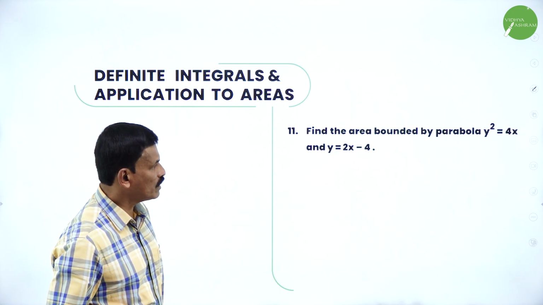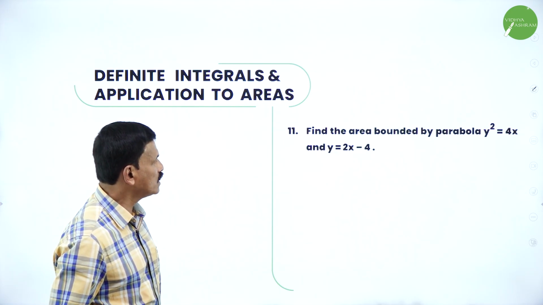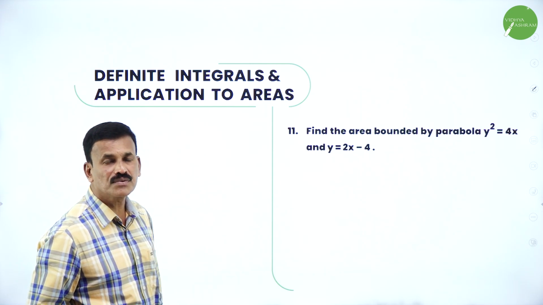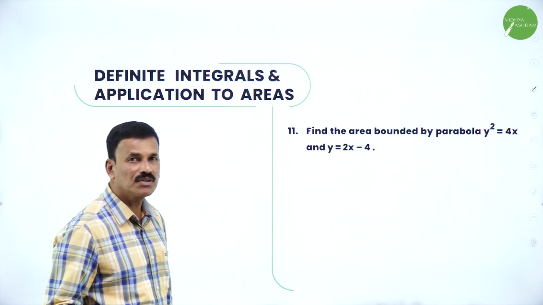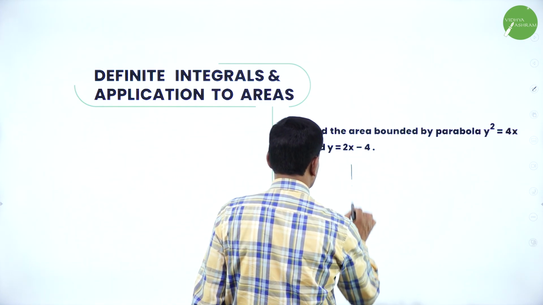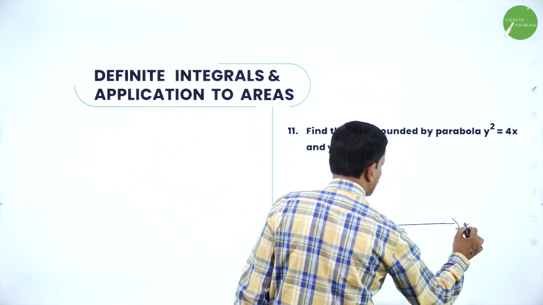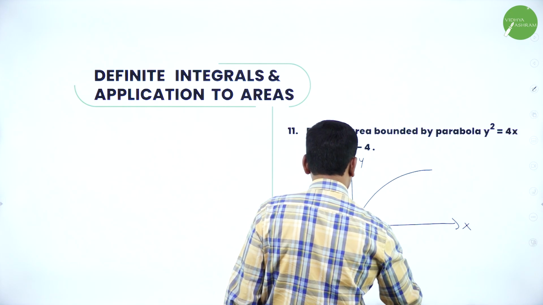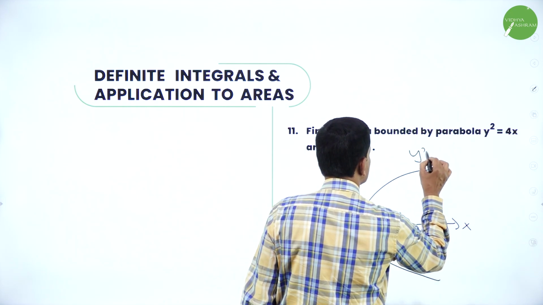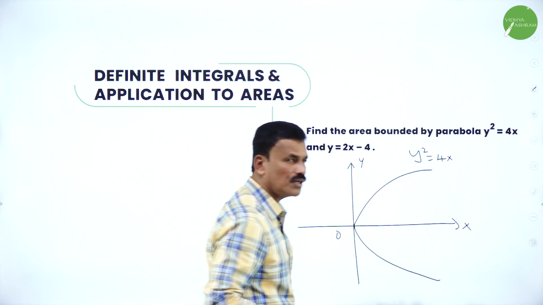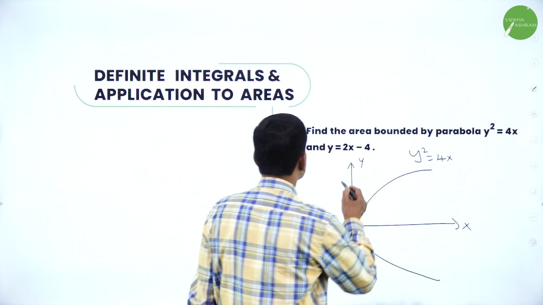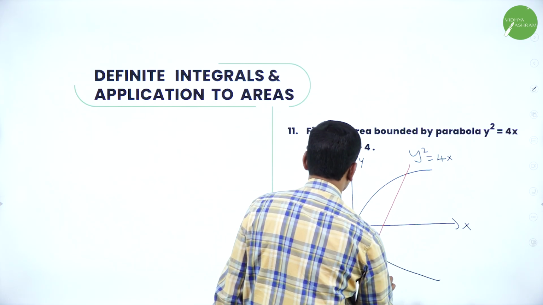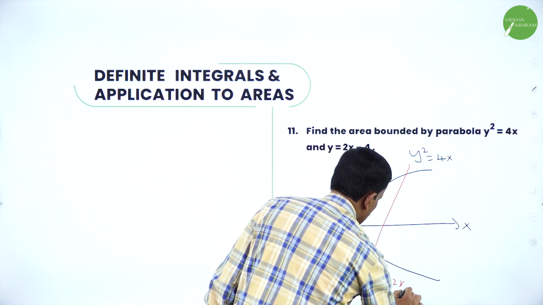Find the area bounded by the parabola y square is equal to 4x and the line y is equal to 2x minus 4. Y is equal to 2x minus 4 is of the form y is equal to mx plus c. It's an equation of a straight line. Y square is equal to 4x means a parabola which is opening right side. So this is y axis, x axis, origin. This is the parabola, that is y square is equal to 4x. So y is equal to 2x minus 4 is an equation of a straight line. So this is y is equal to 2x minus 4.